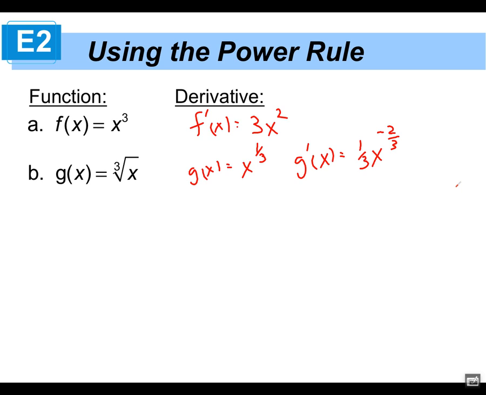One thing we'll learn later on, I'm not going to hype on it right now, is that eventually this won't be an acceptable answer because we don't want negative exponents. But for now, we're going to crawl before we run.